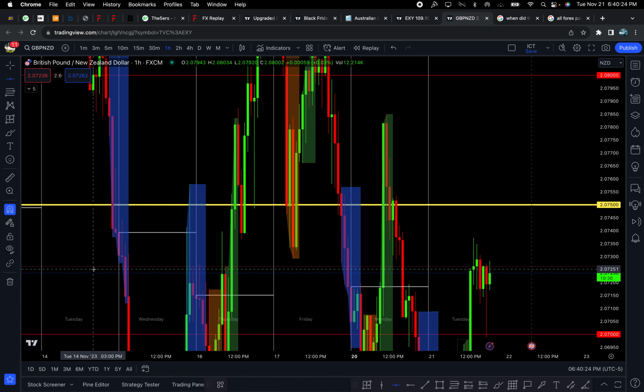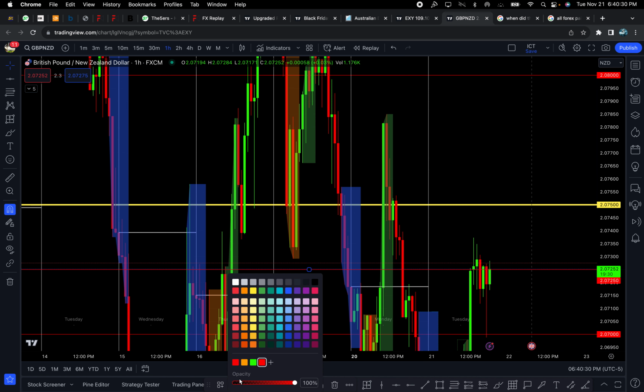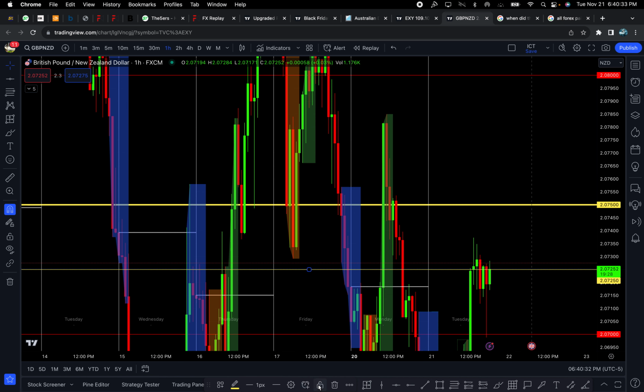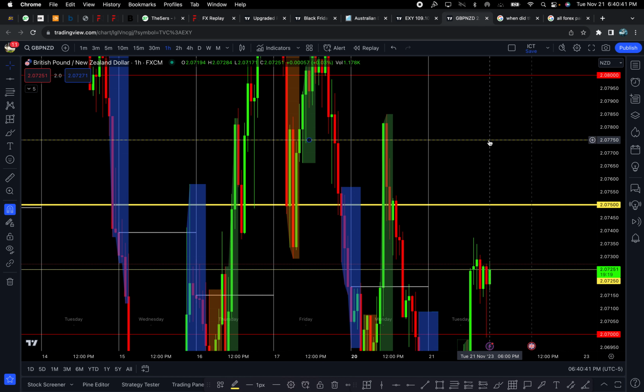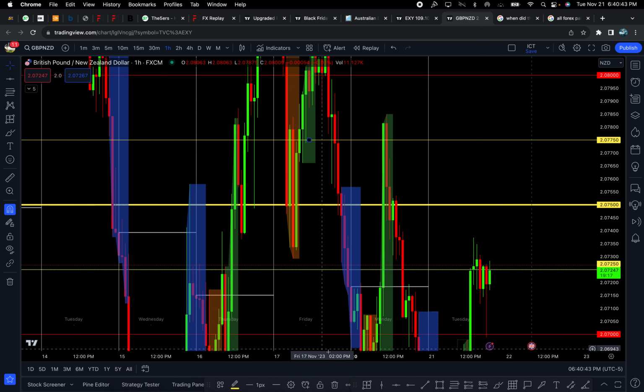Other things. So here we have the quarters level, yellow. Lock that in. Price is there right now as we speak, because I'm planning on trading this.